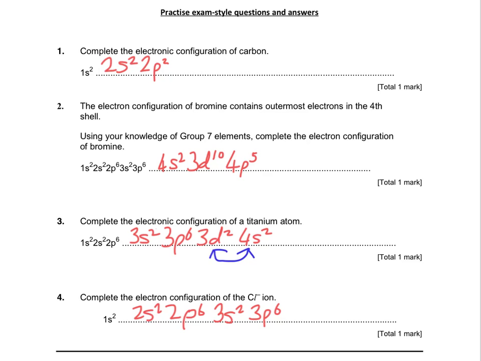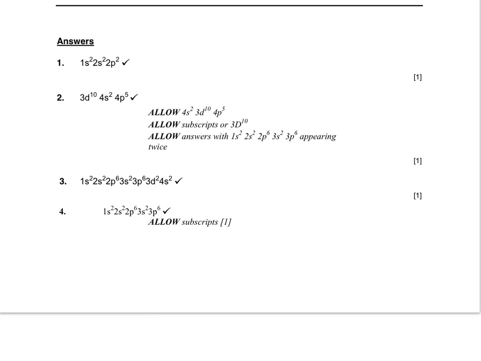So let's bring the page down and have a look at the answers. Well, I think we got them all. 1s2, 2s2, 2p2. And we said 3d10, 4s2, 4p5. We did this one, and they allow it. And we did 3d2, 4s2. Just because they didn't say allow 4s2, 3d2 doesn't mean they wouldn't let it pass. So that was fine. And we made sure that we had 3p6, not 3p5, in our final answer there.